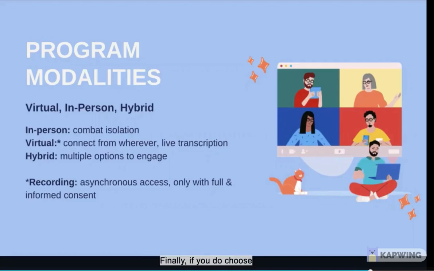Finally, if you do choose to hold an event in person, make sure you reserve an accessible space and try to anticipate barriers to locating, entering, moving around, and exiting that space in advance. We will discuss this aspect more in detail in the videos about program logistics.